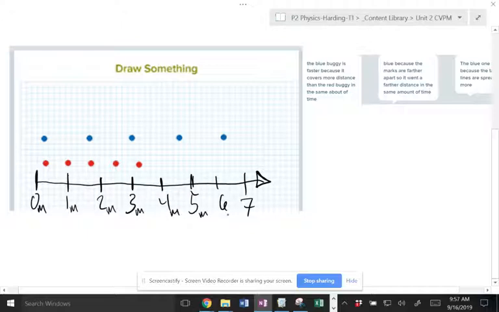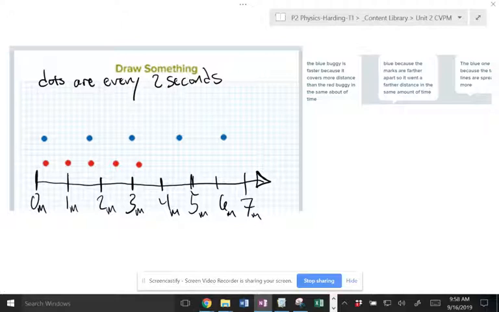With this type of image, you'll usually see some kind of number line so you know the position, okay? So we can see the red one just barely got past 3 meters, but the blue one almost got to 7 meters. The other thing that you'll see is some kind of mention of dots being every, in this case, 2 seconds. A really common one would be every tenth of a second or every second. Here it's every 2 seconds. So that helps us with the time information. That helps us with the position information.